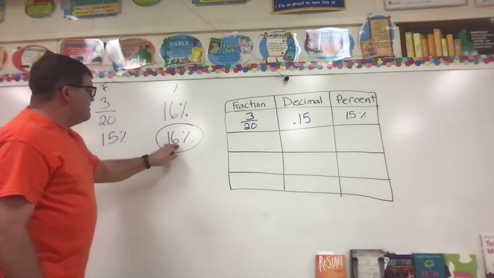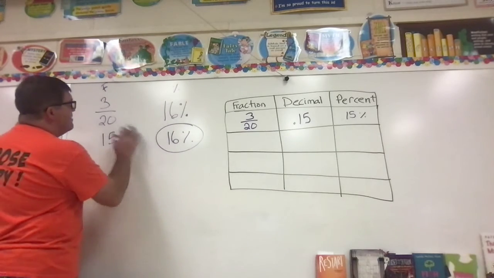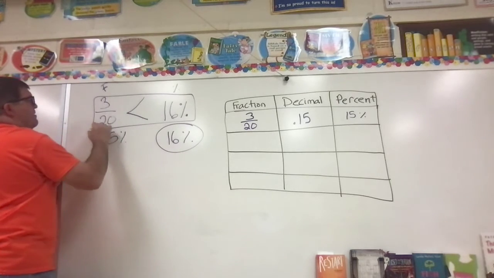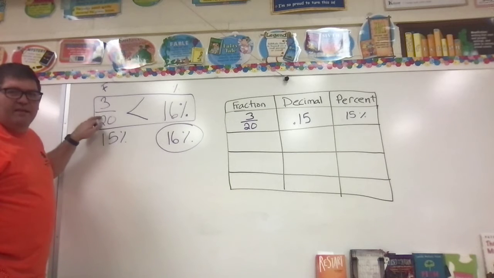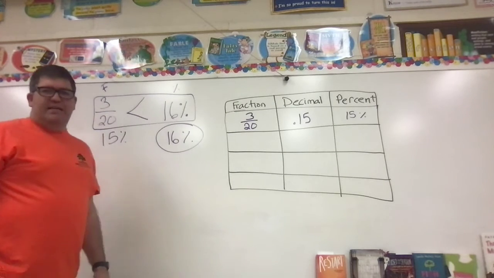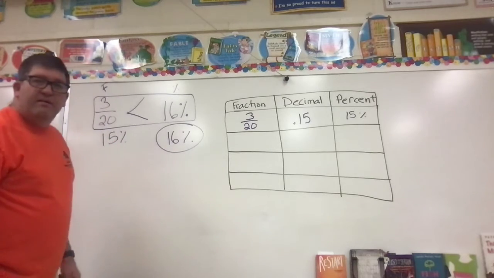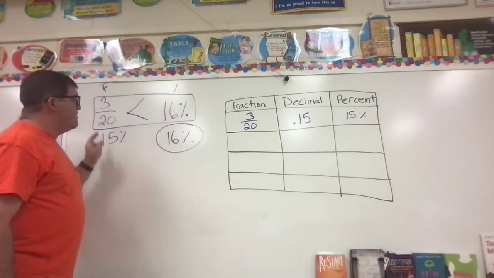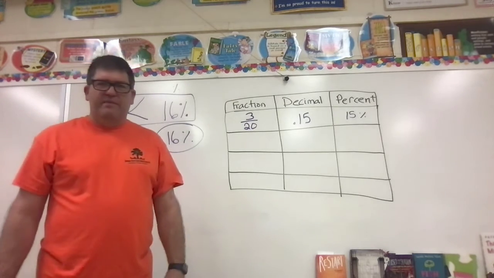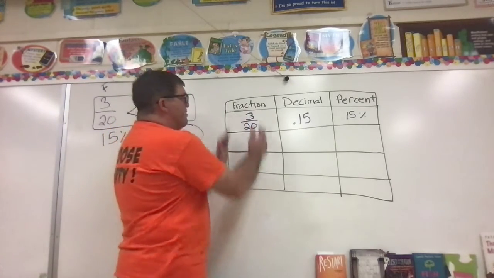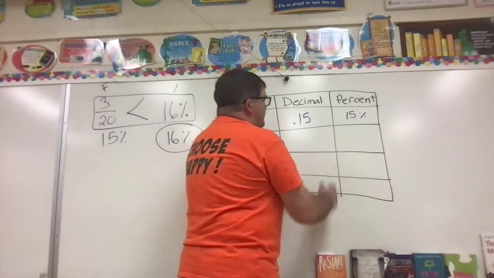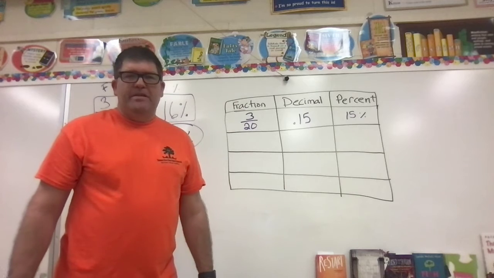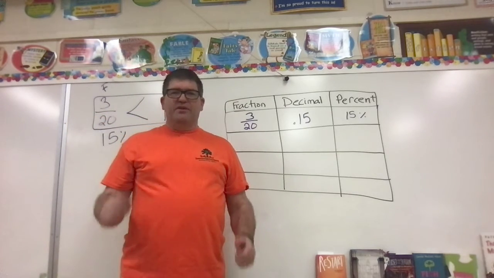But once you get them to be the same, and then you go back to your original number, so it'd be like this. 3/20th is less than 16%. Someone says, well, how do you know that? Well, you say, I changed this to a percent, and I know this equals 15%, and I know 15% is less than 16%. So get them to be the same. It's easier to compare all fractions, or compare all decimals, or compare all percents. Okay? That's all you have to do when you're comparing.